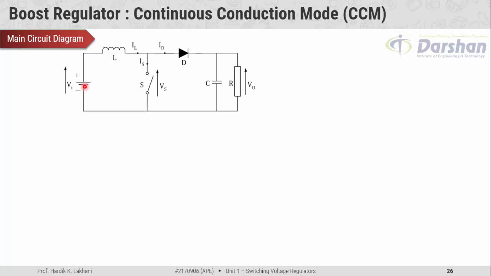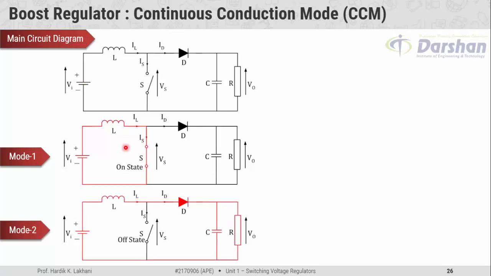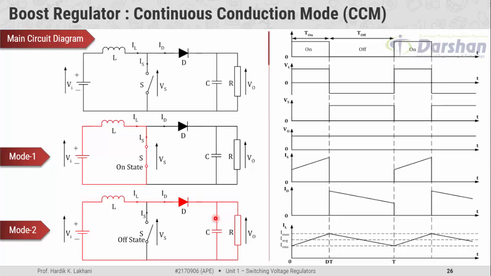Let me explain the operation of the boost regulator in continuous conduction mode using the equivalent circuit diagram. Mode 1 equivalent circuit diagram is as shown, and this is the mode 2 equivalent circuit diagram. The highlighted part is the active portion during that mode of operation. It is always better to understand the operation along with the waveforms. Waveforms represent the behavior of the various parameters with respect to time.